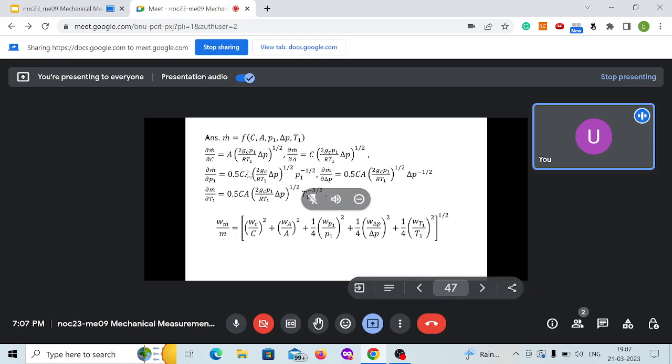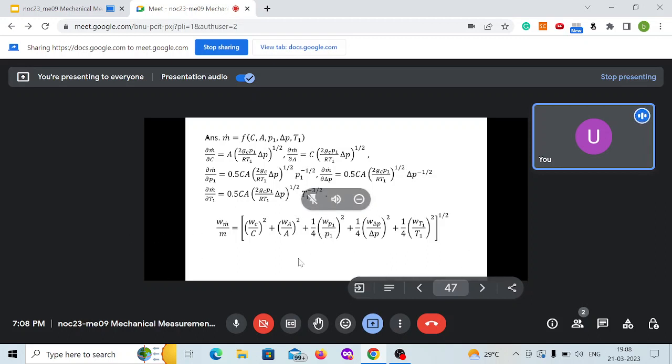Next, what we do is divide the whole thing by mass flow rate, and then it's just the same as the product relation. So for uncertainty, you substitute that, with respect to the coefficients and the uncertainty by the variable. So you have Wc by C the whole square plus Wa by A the whole square plus 1 by 4 Wp1 by P1 the whole square plus 1 by 4 W delta P by delta P the whole square plus 1 by 4 Wt1 by T1 the whole square, all raised to 1 by 2. So we have all the coefficients here.